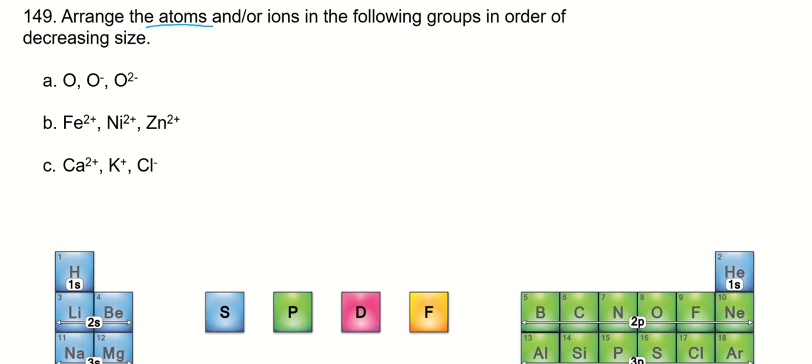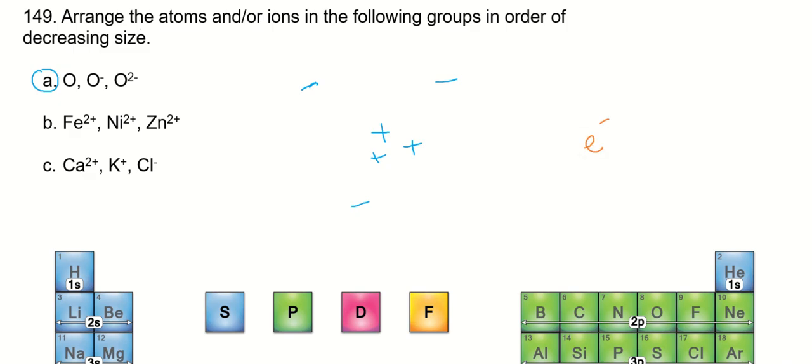One more, arranging atoms and ions by decreasing size. Let's take a look at oxygen and its anions. Here's a generic atom with 3 protons and 3 electrons.